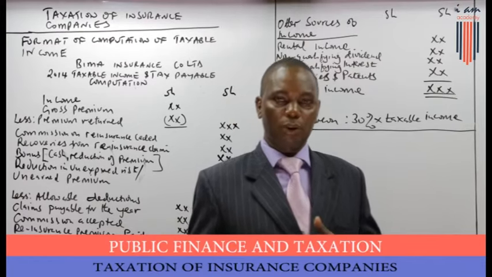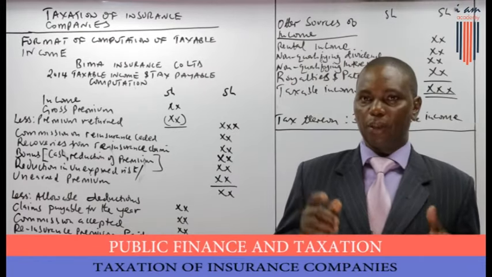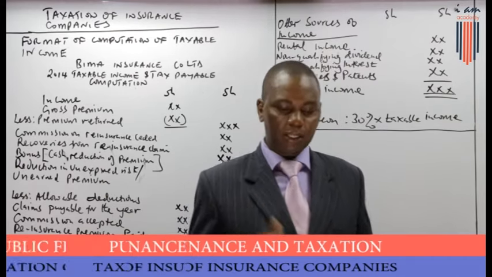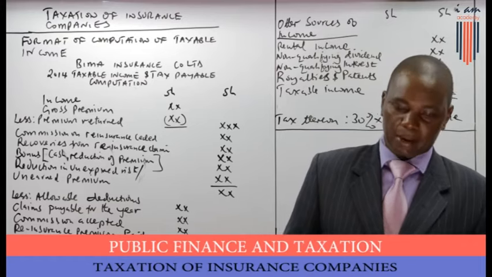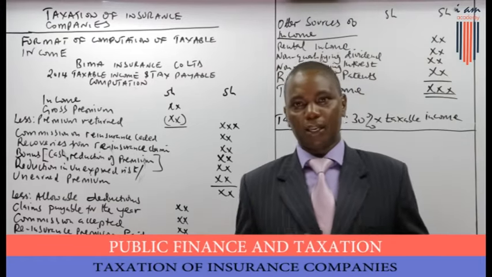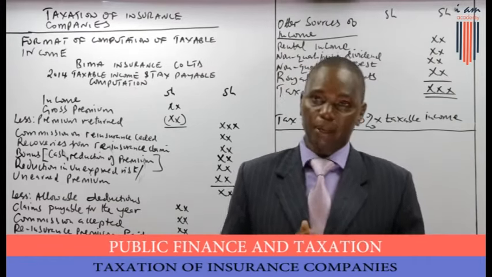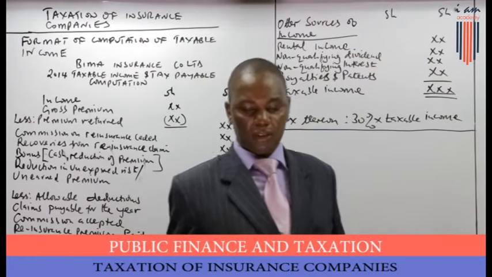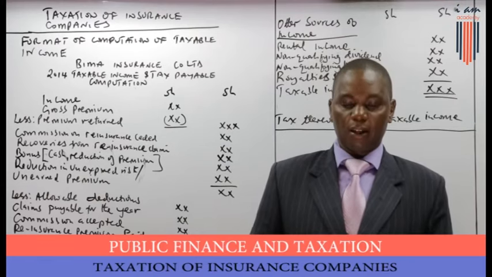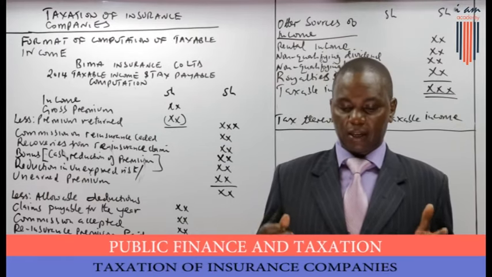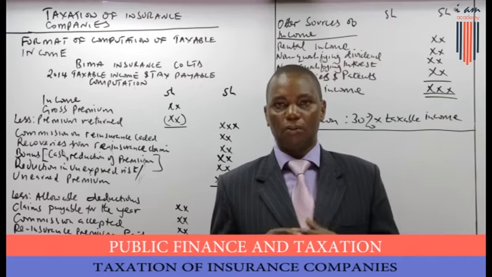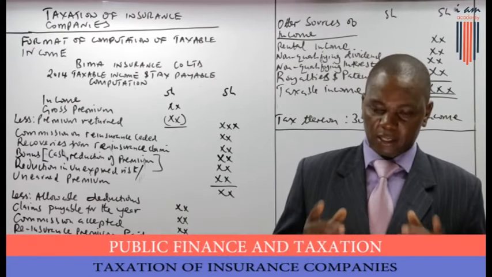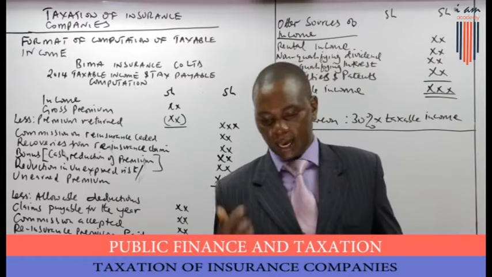Basically here, we will be interested in both the general activities of the insurance companies and the life business of the insurance company. Now, insurance companies are taxed like any other business. There's not much difference, so they are taxed like any other business. This is granted by Section 19 of the Income Tax Act.